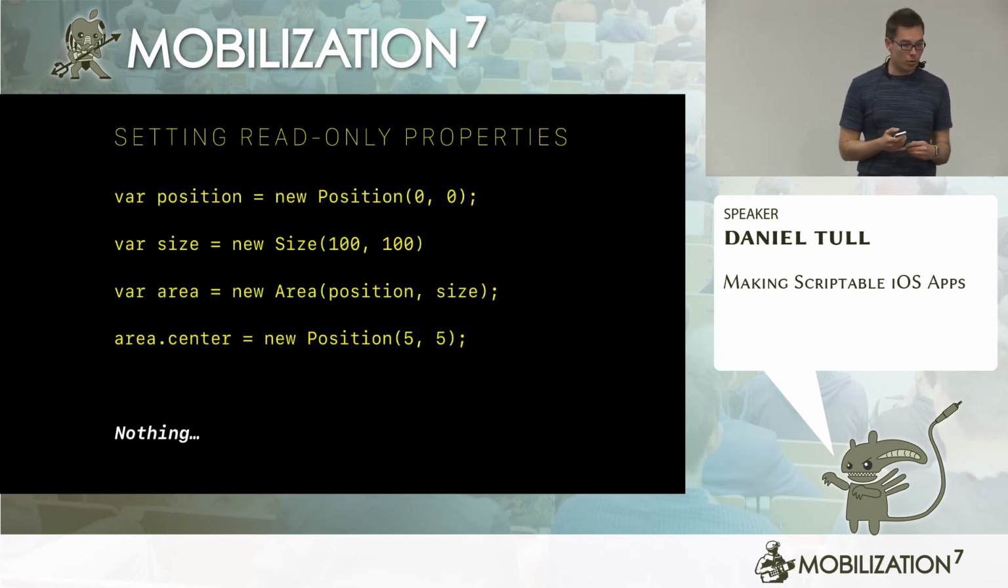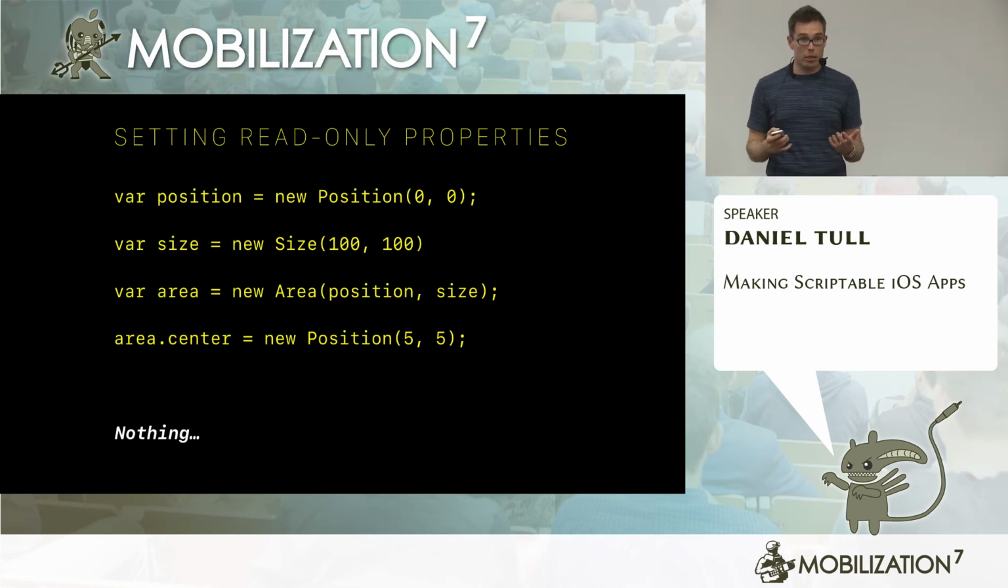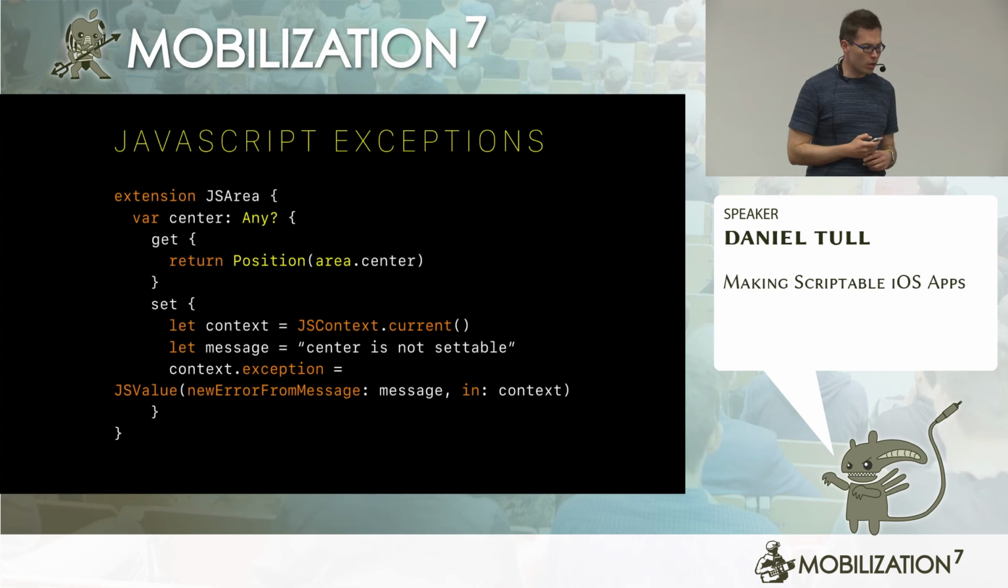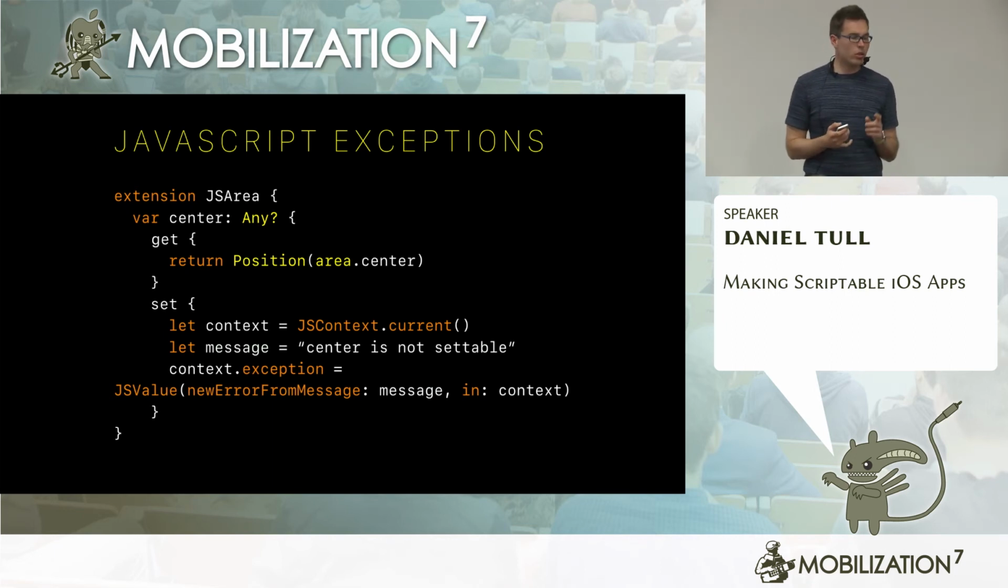And JavaScript core and JS context have a mechanism of dealing with this. So this is a very small snippet that you can apply to all of these examples. If we change our center property to have a getter and a setter, even though our original type only has the getter, in the get instance we can just return the area center, and on the setter we can get the current context that's executing.